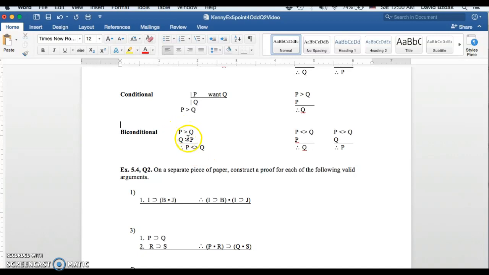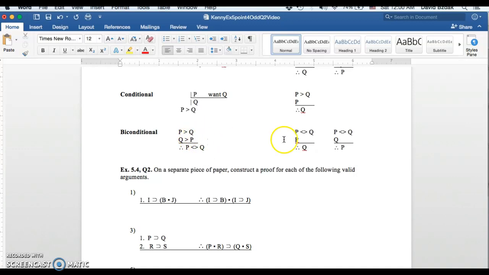It takes 2 conditionals to make a biconditional. And not just any 2 conditionals. Notice the first conditional, if P then Q, the second one, if Q then P. In other words, the 2 conditionals have to be related, where the antecedent of one is the consequent of the other, and the consequent of one is the antecedent of the other. In other words, the order gets flipped. Here P is first, Q is second. Here Q is first, P is second. Sorry, I said that the wrong way around, but you get the idea. So P then Q, Q then P, together those make a biconditional. And again, that's why it's called a biconditional. It's the conjunction of 2 conditionals.